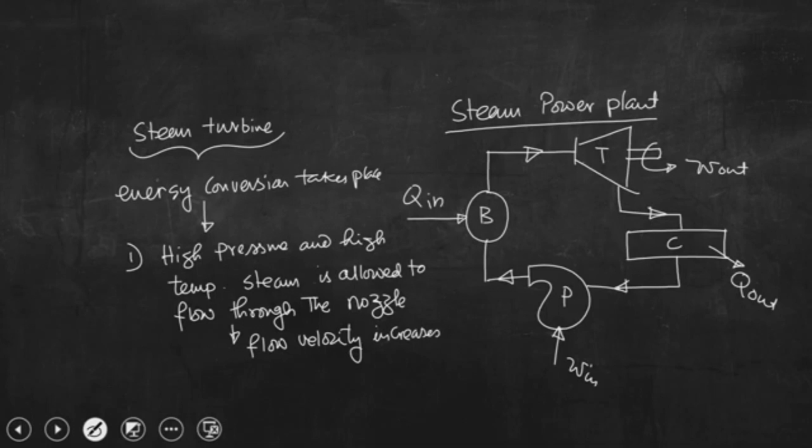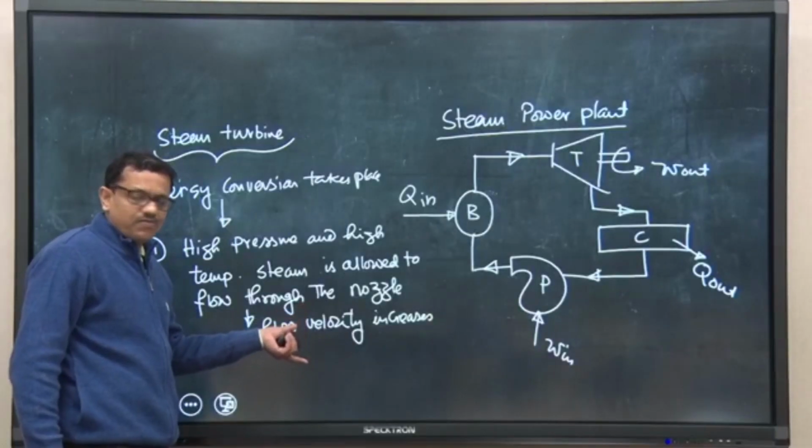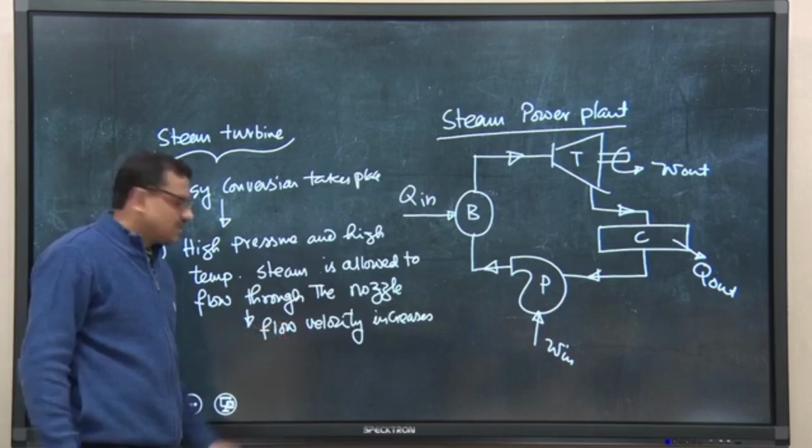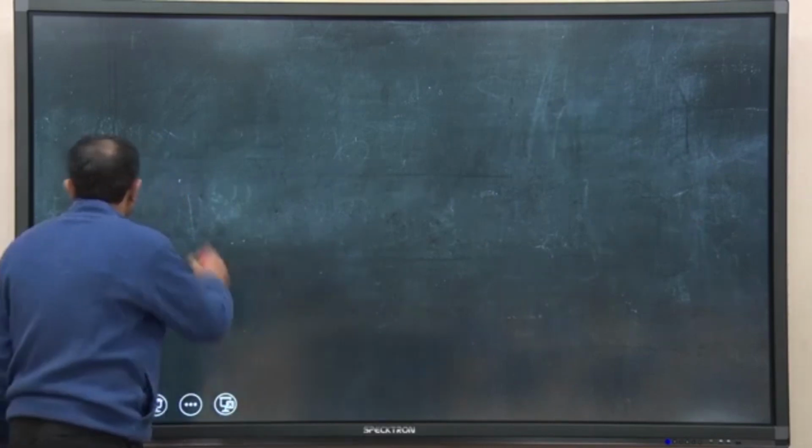right. So, what we can see that initially steam will be allowed to pass through the flow nozzle, and while passing through the nozzle at the cost of the pressure drop, flow velocity will increase. Second is high velocity steam jet.